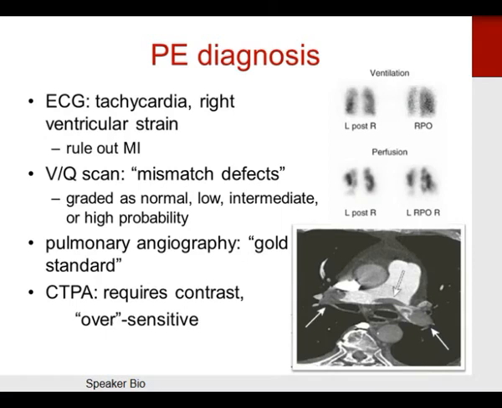The VQ scan and pulmonary angiography have historically been important tests for this, but most patients now undergo a CT pulmonary angiography. This is a CT scan which looks at the blood flow within the lungs. This does require contrast, and it should be noted that this is a very, very sensitive test. In fact, it may be oversensitive.